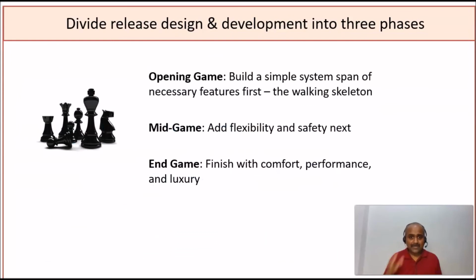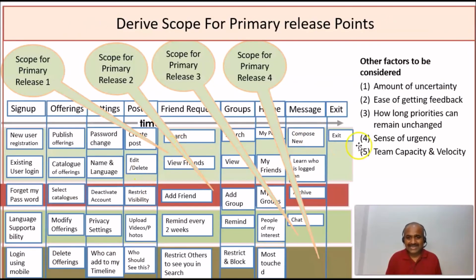Yeah. So now the mind game is you need to open with a simple system, a span of features, the walking skeleton. Then you need to add flexibility and safety next, and finally you want to finish with comfort, performance and luxury to your product. So friends, with this mind game, we want to cut the scope targets for multiple releases. For example, if you see here, this is the walking skeleton. Along with this, the bare minimum functionality, this is called MVP, minimum viable product. So this is what goes for the first release cut.